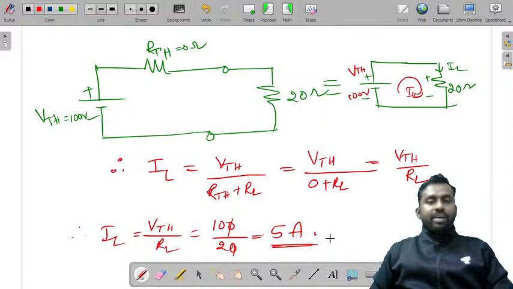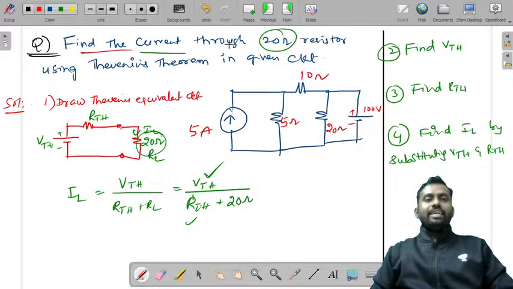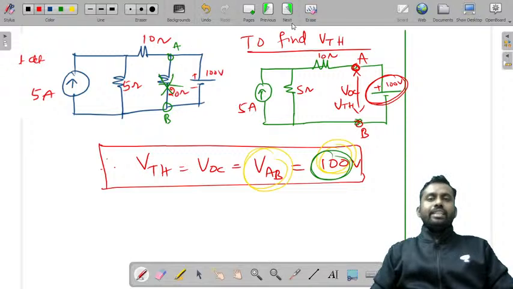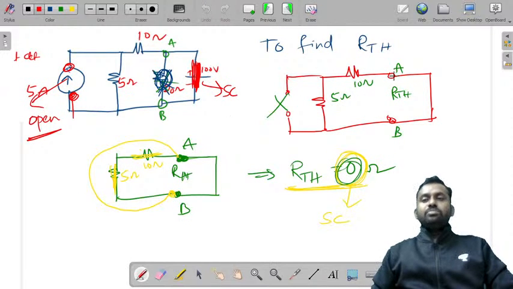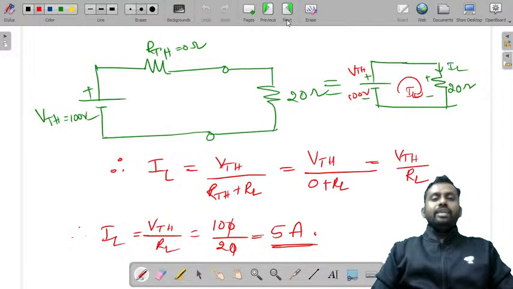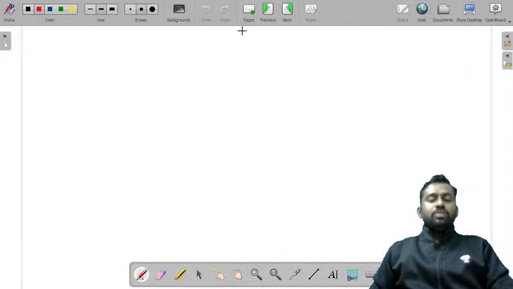So the current is 5 amperes. This is one of the important questions that is frequently asked in your semester examinations: find the current in the 20 ohm resistor using Thevenin's theorem in the given circuit. You'll just get confused here. One is the open circuit voltage, which is directly the 100 volts. Even if you try to find it, you'll get the same, or you can tell by inspection. The other confusing point is that because this is shorted, most students write 10 plus 5 is 15 ohms as RTH, which is absolutely wrong; it is 0 ohms. That is correct, and you will get the load current as 5 amperes. Now this is all about Thevenin's theorem.